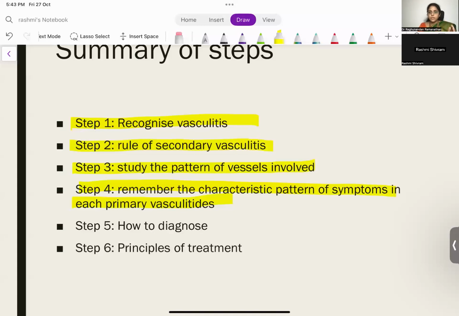Biopsy, you must remember very, very well. Granulomas, where you see granulomas, where you will see IgA deposition. Glomerulonephritis, what are the patterns that you can find? All these are important MCQ questions. Then, how do you diagnose and what are the principles of treatment, right? Principles of treatment. So here we complete this topic.